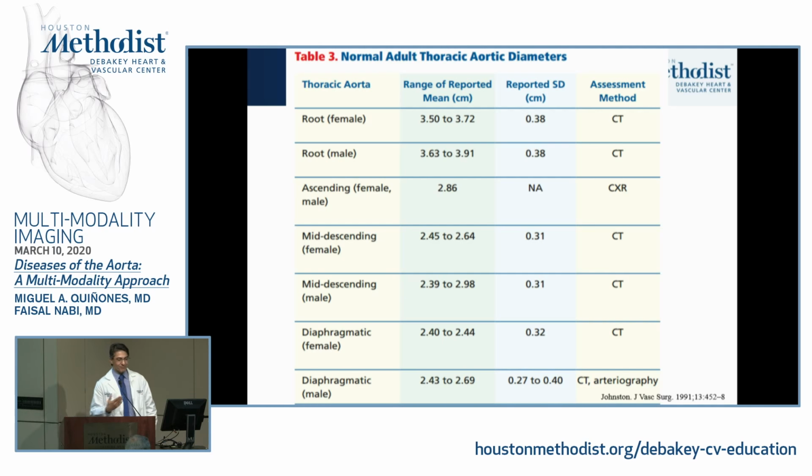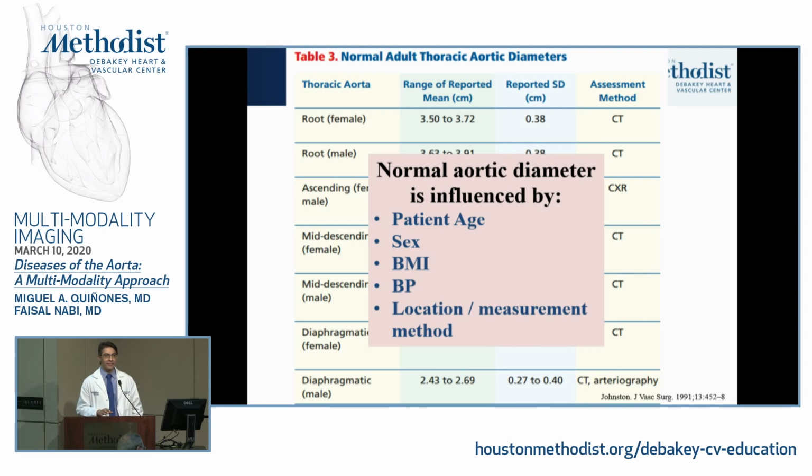There are a lot of texts out there. This is one of them that show you what should be normal measurements. I don't think you need to commit anything to memory. What you need to know is that, number one, this is also very variable and is influenced by a lot of different factors. Aortic size can be dependent on a patient's age.